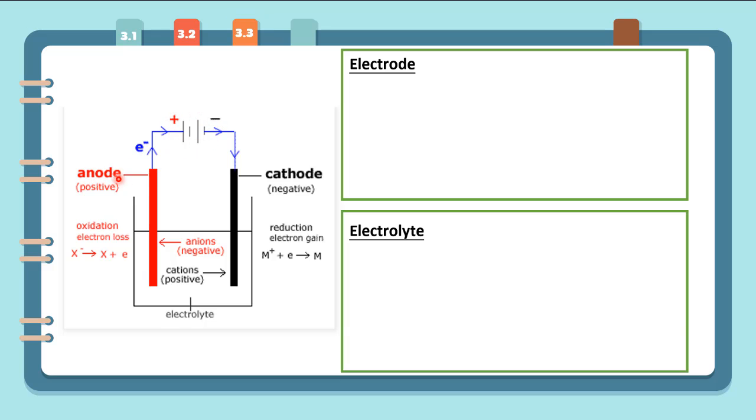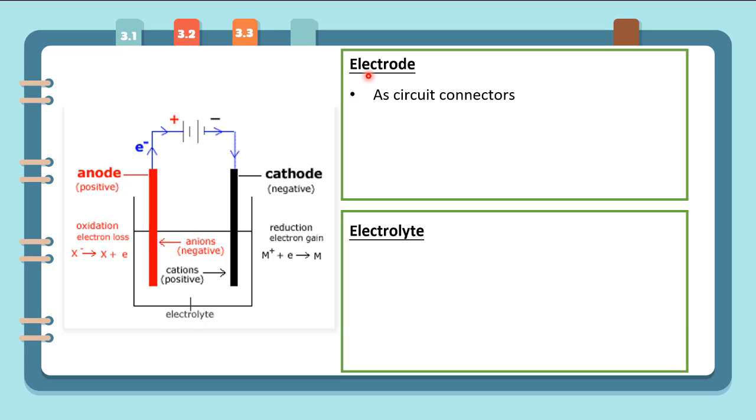At the anode, oxidation occurs, so it releases the electrons. They will flow via the battery and then towards the cathode. So the electrons will be gained through this reduction process. This is a simple diagram representing an electrolytic cell.